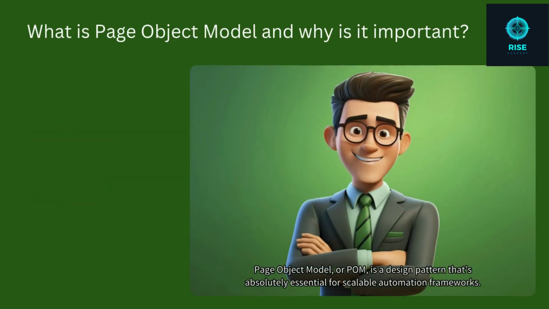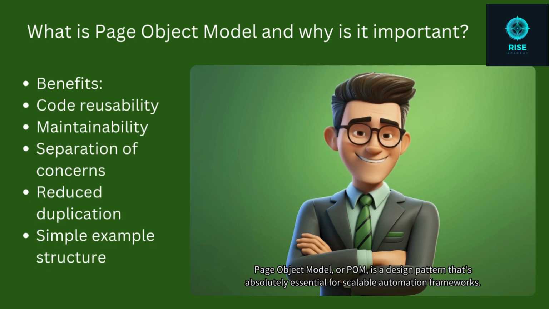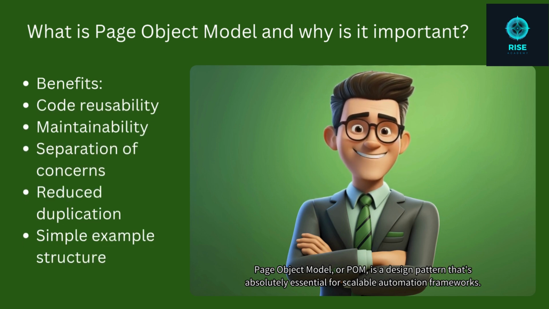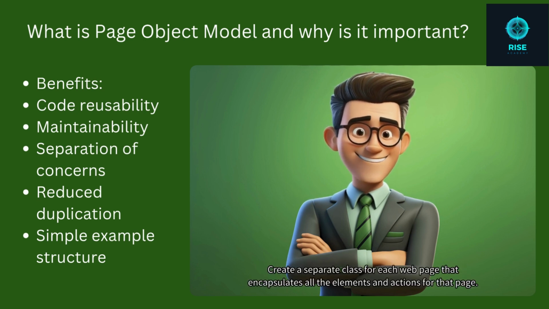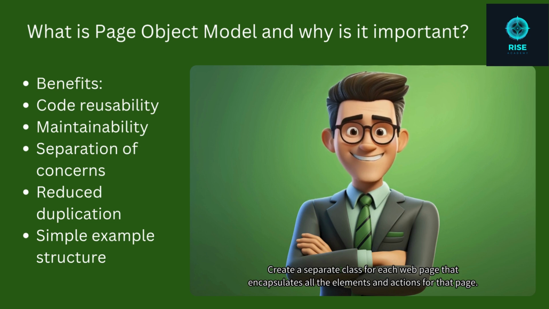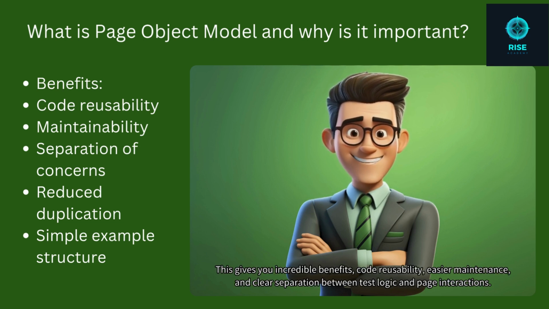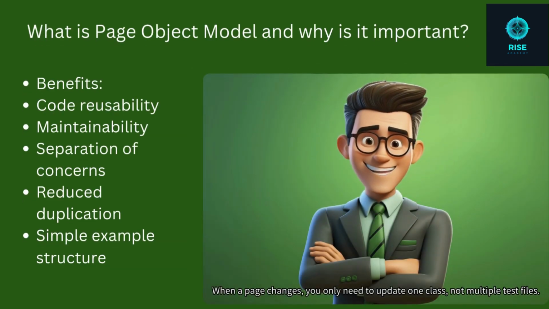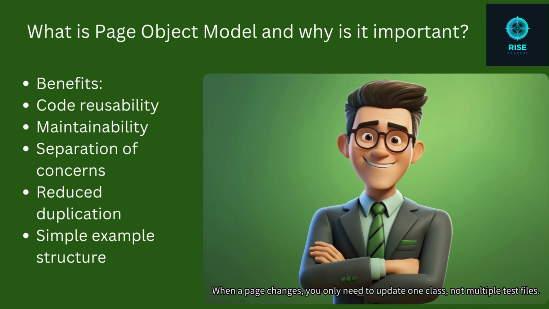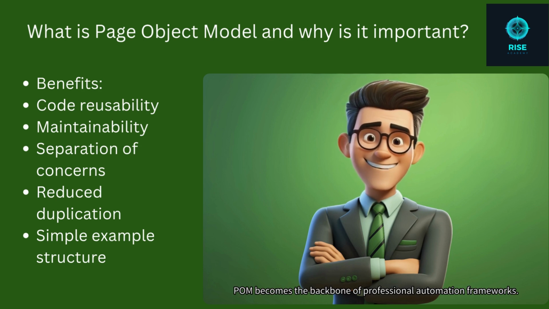Page Object Model, or POM, is a design pattern that's absolutely essential for scalable automation frameworks. The idea is simple. Create a separate class for each web page that encapsulates all the elements and actions for that page. This gives you incredible benefits: code reusability, easier maintenance, and clear separation between test logic and page interaction. When a page changes, you only need to update one class, not multiple test files. Combined with Selenium's Page Factory for element initialization, POM becomes the backbone of professional automation frameworks.